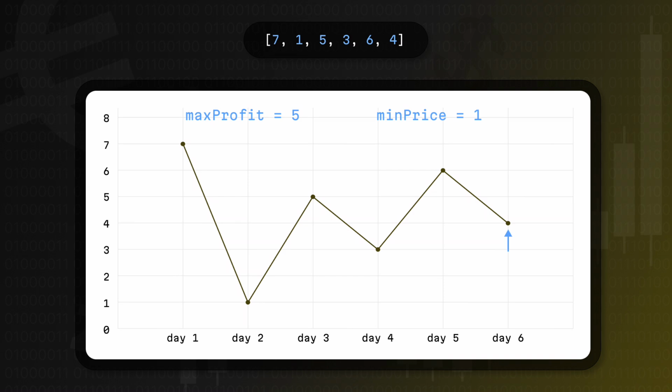Finally, we arrive at the last price, 4. It's higher than 1, but the potential profit, 4 minus 1, is only 3, which isn't enough to beat what we have got. So no changes here. And that's it. We have gone through the entire array, checking every price along the way, and the maximum profit we could make was 5.